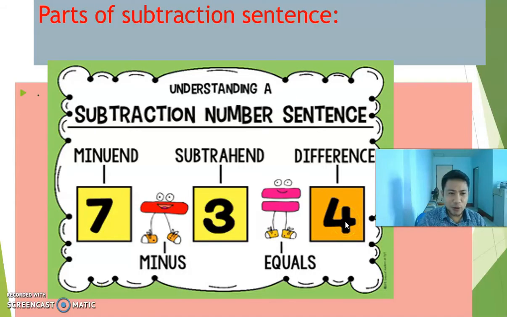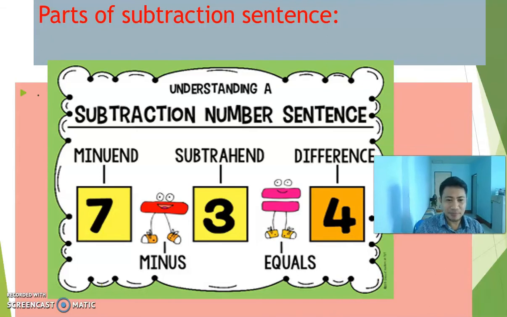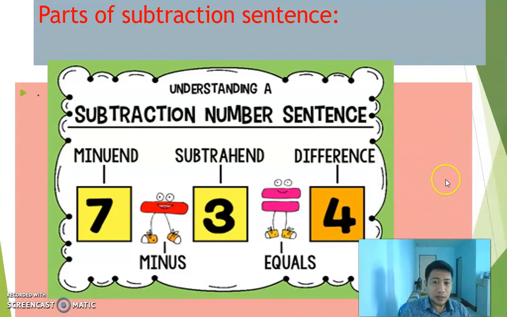Let's continue our lesson now. So in the previous video, we learned about the parts of your addition sentence, and now we will be learning the parts of your subtraction sentence. So we have here now the parts of your subtraction sentence.